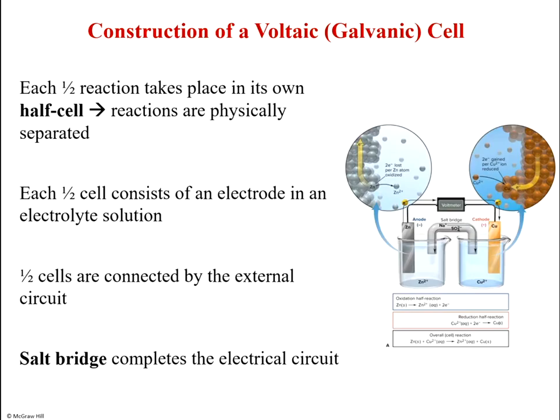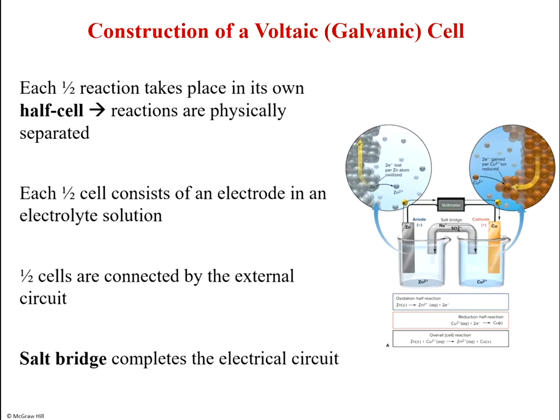Each half reaction takes place in its own what we call half cell. So these reactions are physically separated. We have the zinc half cell and the copper half cell. Each half cell consists of an electrode in an electrolyte solution. The half cells then are connected by the external circuit and the salt bridge.